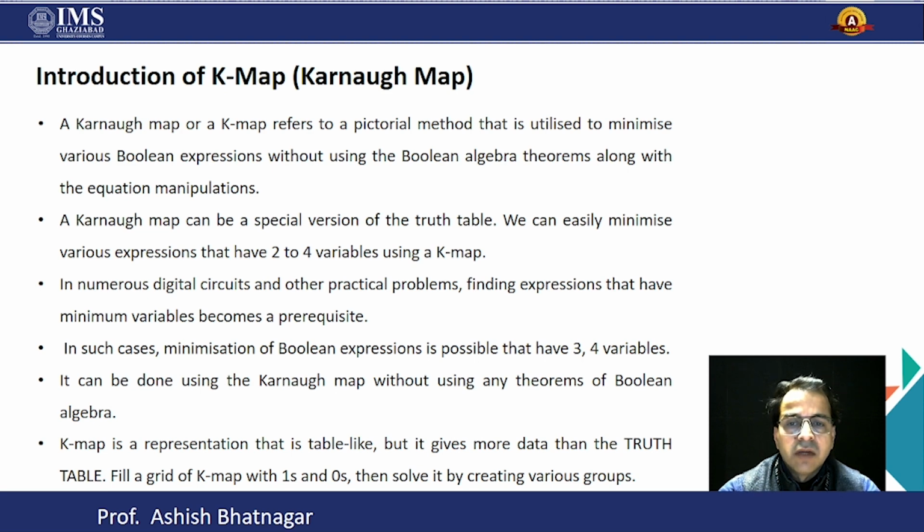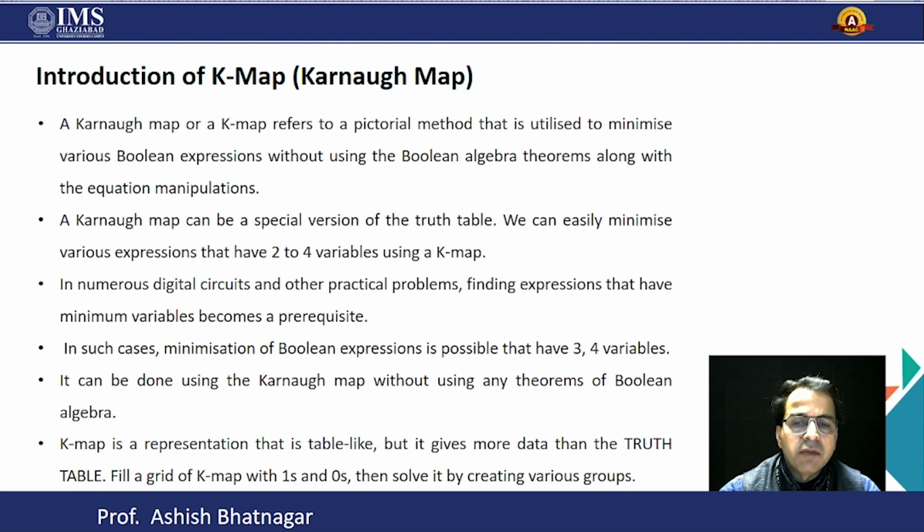In such cases, minimization of a Boolean expression with 3 or 4 variables can be done using the Karnaugh map without any theorem of Boolean algebra. That means we do not require Boolean algebra, its protocols and rules and regulations. Without using that, we minimize the Boolean expressions and perform the K-map. So K-map is a representation like a table structure, but it gives more data than the truth table.